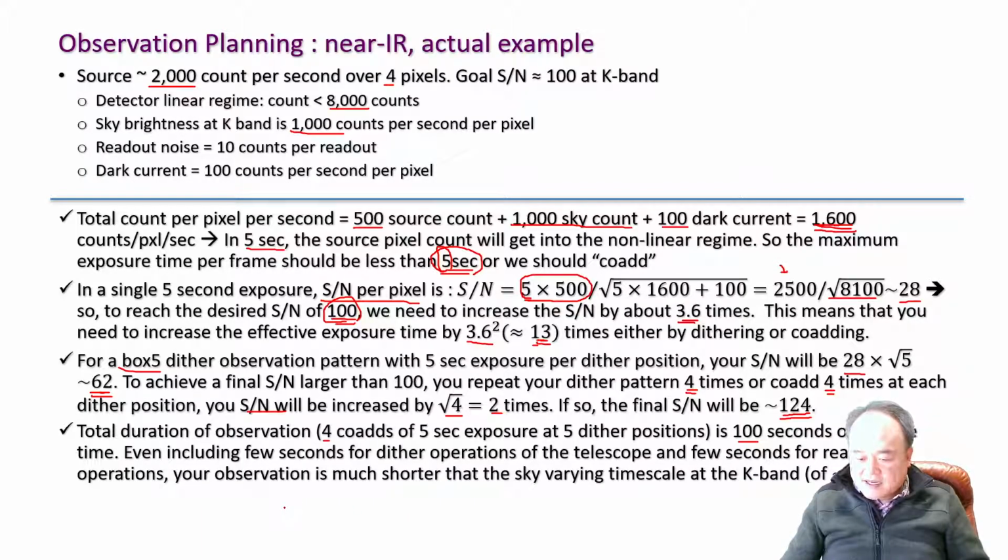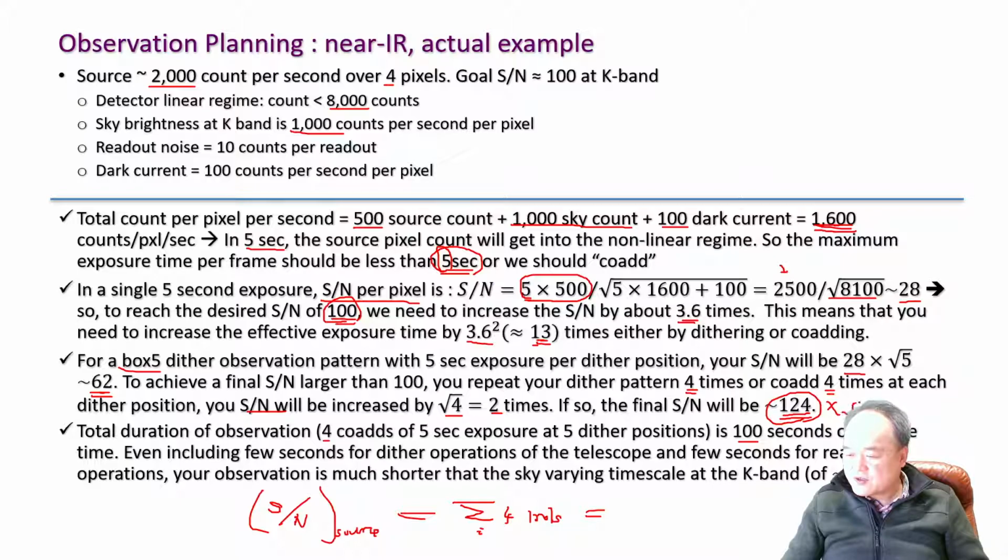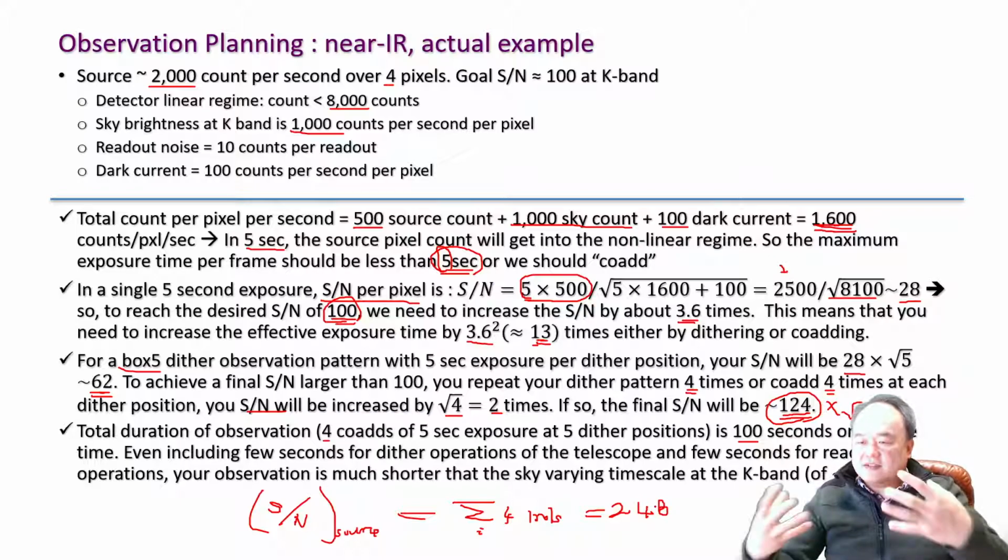In that case, the signal to noise ratio of your source. So your final source, not signal to noise ratio per pixel. Your final source is just integrating over all these 4 pixels, right? Over 4 pixels. So that means your final source signal to noise ratio is just 124 times square root of 4, which in that case is 248. Okay, that's the final signal to noise ratio.